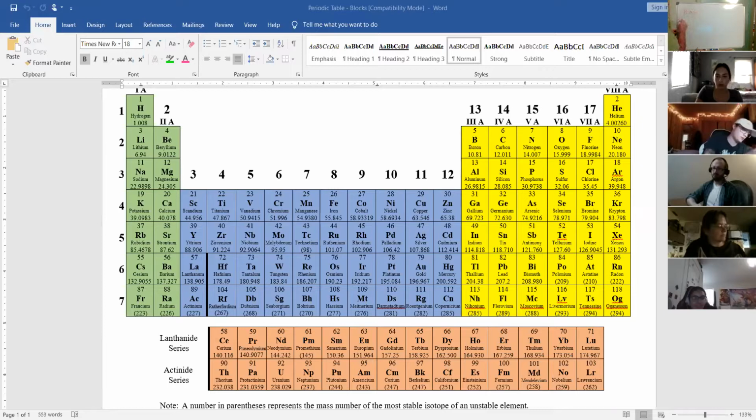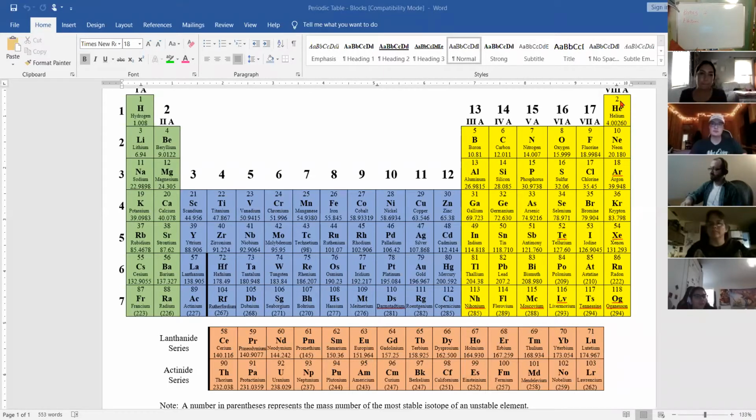How many protons does a helium atom have? 1. Say again? 1. Hydrogen has 1. Oh, helium, sorry, I was looking at the wrong one. Helium has 2. It has 2 protons. Right? Do we see? Helium's over here in the upper right-hand corner.